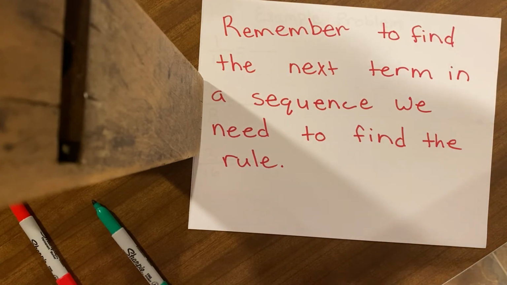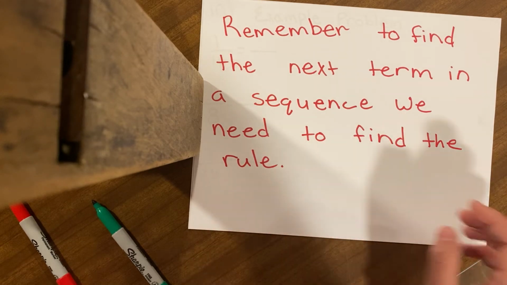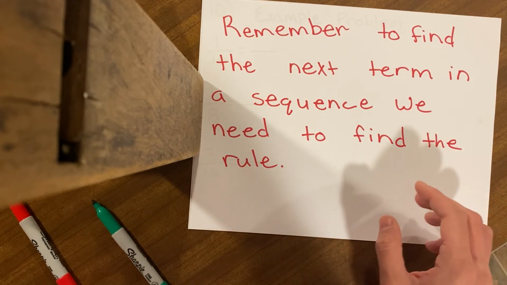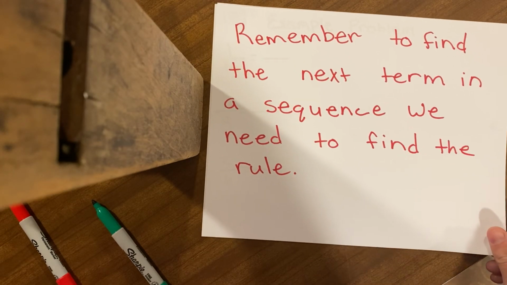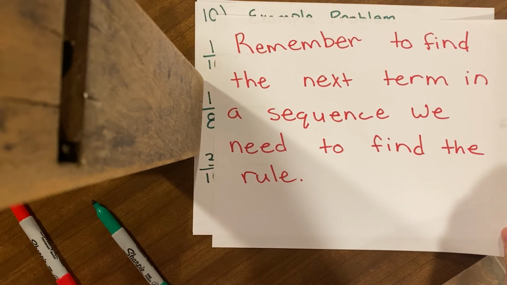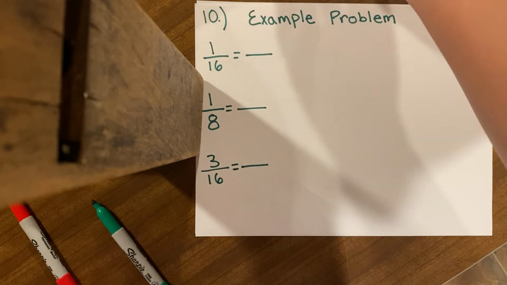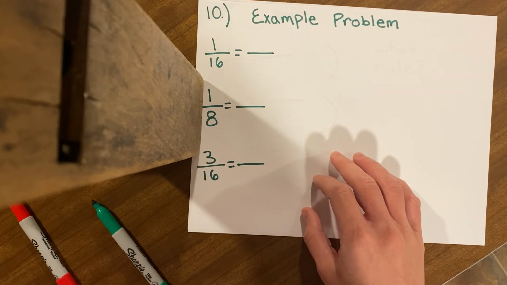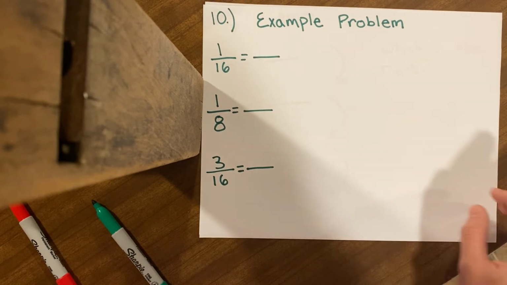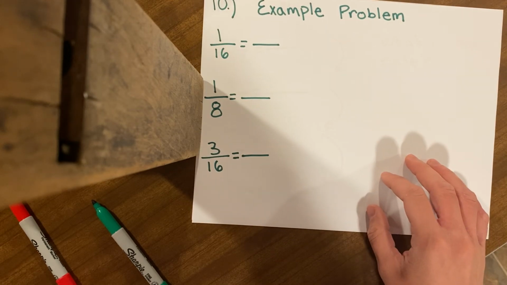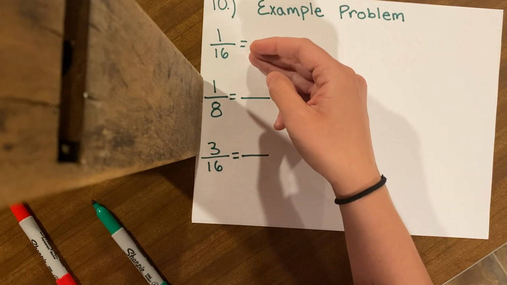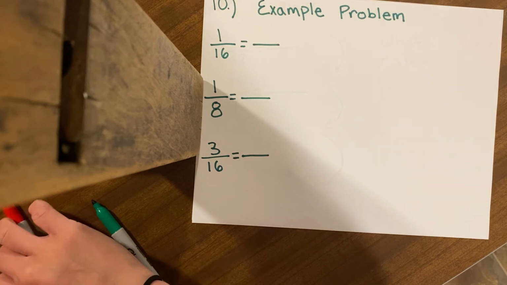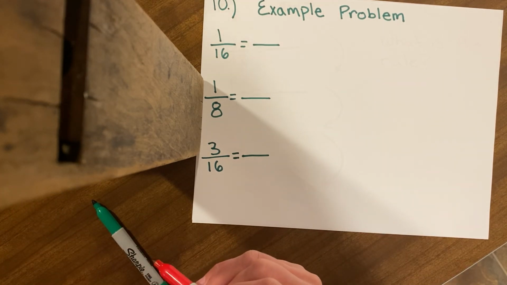So your reminder for number 10 is, remember to find the next term in a sequence. We need to find out the rule. So here's your example problem for number 10. What you're going to be doing here is we need to do equal, equal, line, line to find out the common denominators to start.